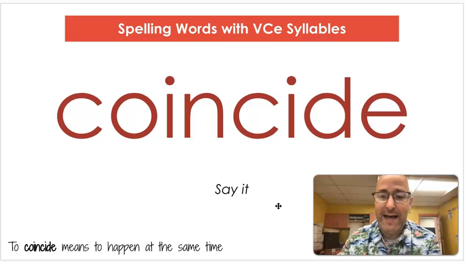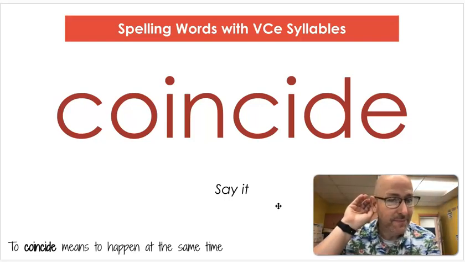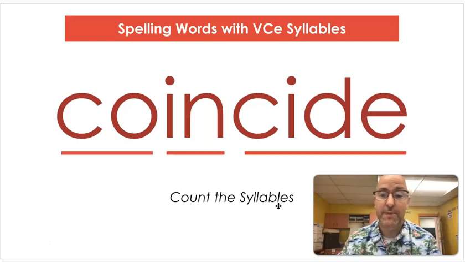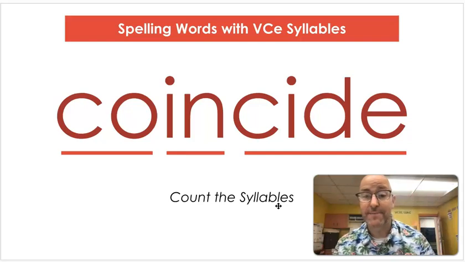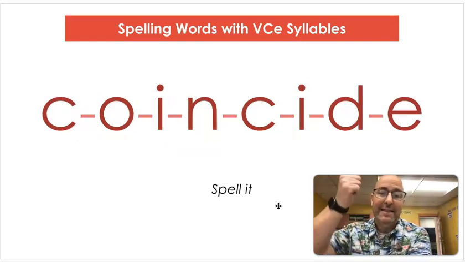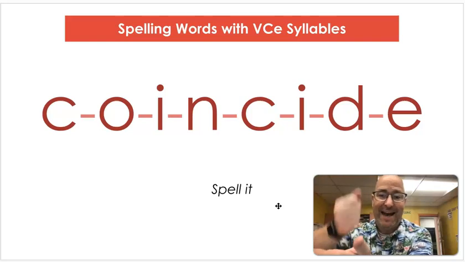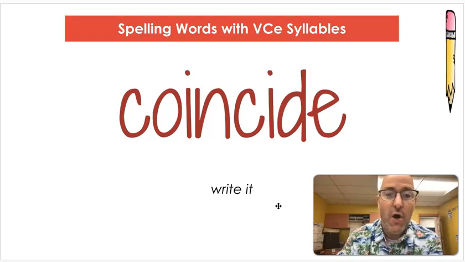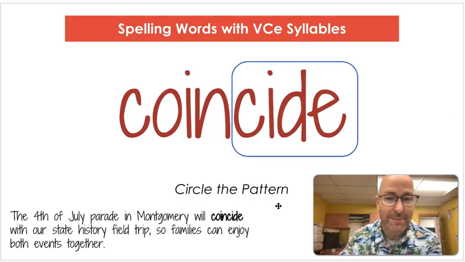Our next word is coincide. Say coincide. To coincide means to happen at the same time. Let's count the syllables. Coincide. Let's spell it. C-O-I-N-C-I-D-E. Coincide. Let's write it. And let's circle our pattern. Our last syllable, side. The 4th of July parade in Montgomery will coincide with our state history field trip, so families can enjoy both events together.